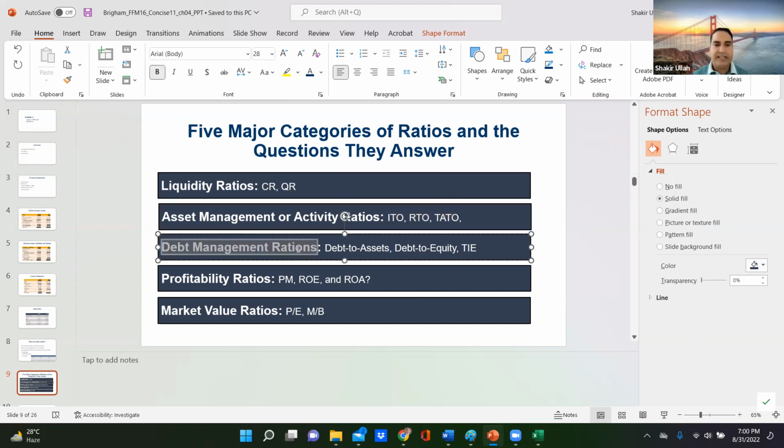The next category is debt management ratios. These ratios basically look into the amount of debt in our company. How much debt and equity do we have? What is the percentage? How much interest are we earning? How much is our income as compared to our interest expense? And we'll see what those different ratios mean and how we can make sense of them.